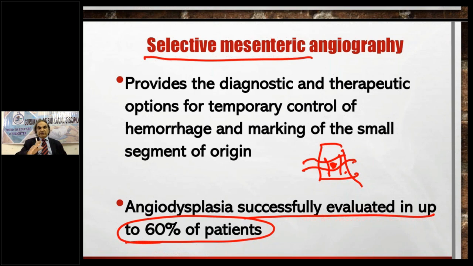CT scan is a non-invasive way to go. Invasive is selective mesenteric angiography after you've done CT angio.